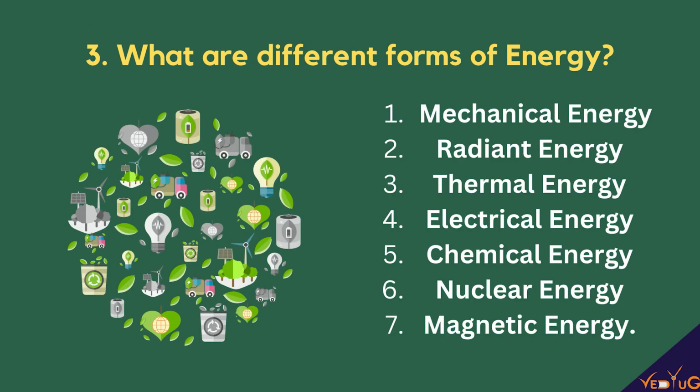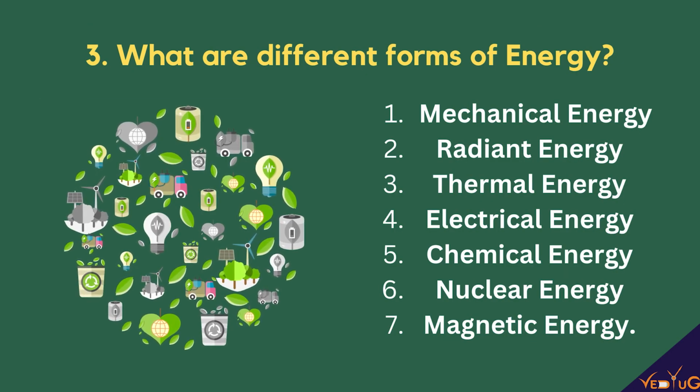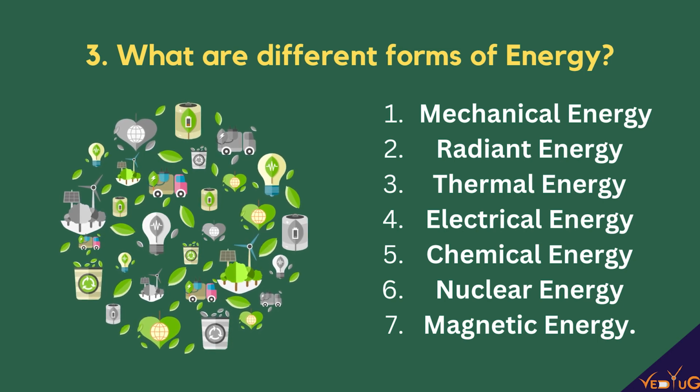Let us move forward. What are different forms of energy? The different forms of energy are different from types of energy. The different forms of energy are mechanical energy, radiant energy, thermal energy, electrical energy, chemical energy, nuclear energy and magnetic energy. So friends, let us jump to the topic.